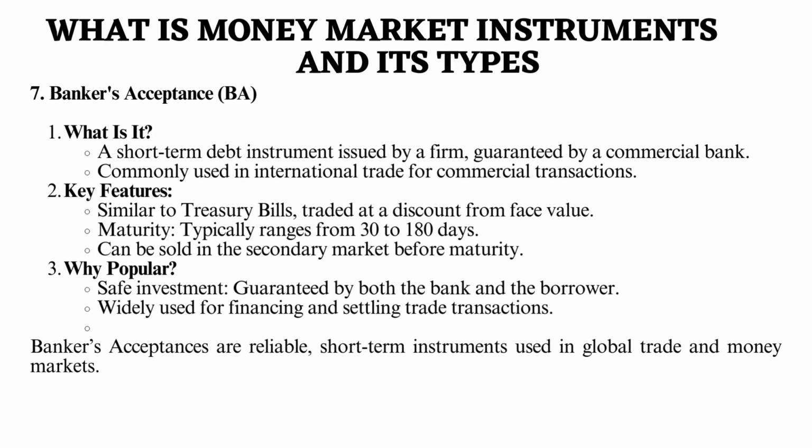Seventh, banker's acceptance, BA. What is it? A short-term debt instrument issued by a firm, guaranteed by a commercial bank. Commonly used in international trade for commercial transactions. Key features: similar to treasury bills, traded at a discount from face value. Maturity typically ranges from 30 to 180 days. Can be sold in the secondary market before maturity.